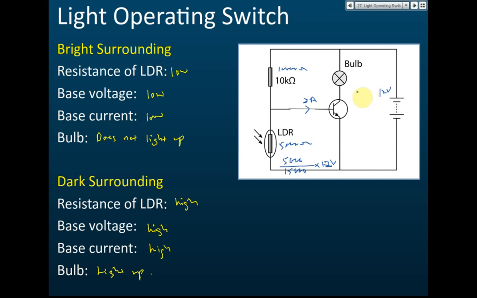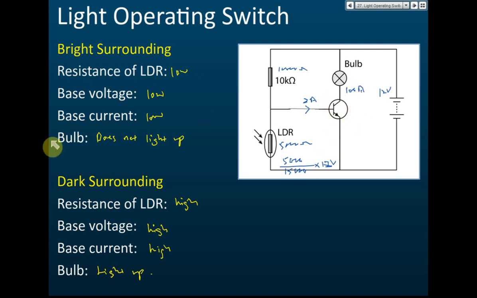Let's say the amplification factor is 50, then you are going to have 100 ampere here. This 100 ampere and 2 ampere go into the resistor, it will burn the resistor. So that's the problem. If the current at the base here is too high, it will cause the bulb and the transistor to burn.